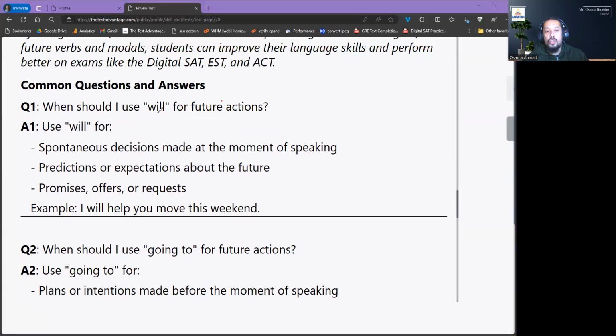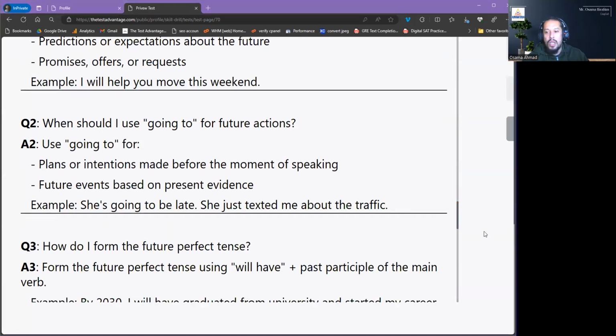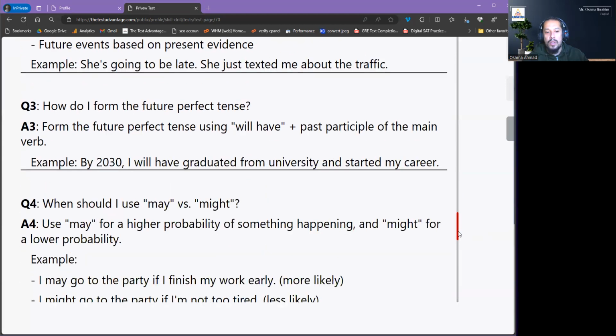Common question. When should I use will for future actions? Use will for spontaneous decisions made at the moment, predictions or expectations, promises, offers, or requests. When should I use going to? This won't really come up on your test, so I wouldn't worry about this.